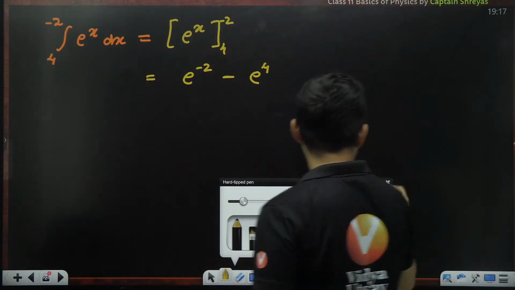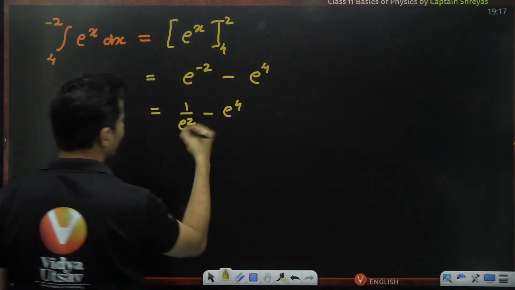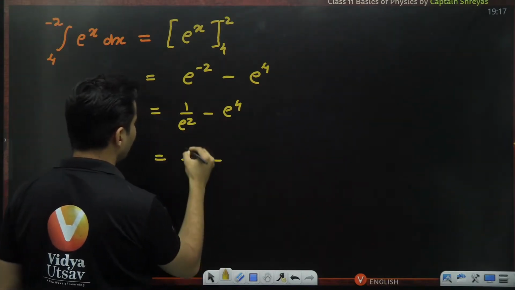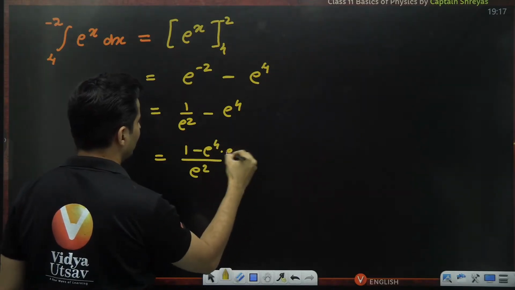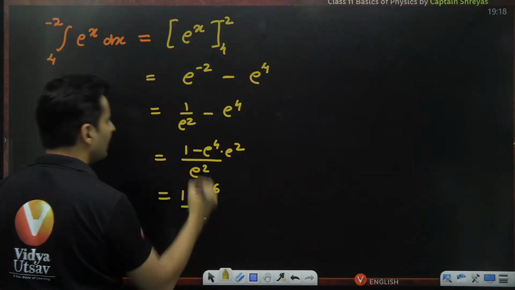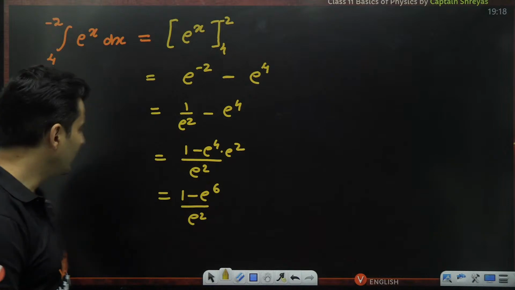Okay. So what is this, sir? This is nothing but 1 by e raised to 2 minus e raised to 4. If you want to leave it like this, you can. Or if you want to take the LCM, then take it like this: 1 minus e raised to 4 into e raised to 2, so it will become 1 minus e raised to 6 by e square. Either this or this, both are correct. It's up to how the options look.